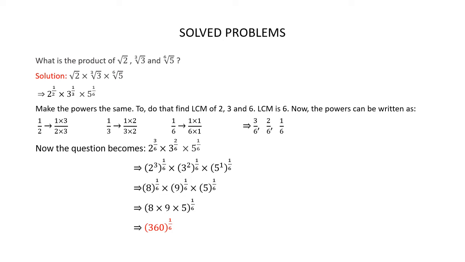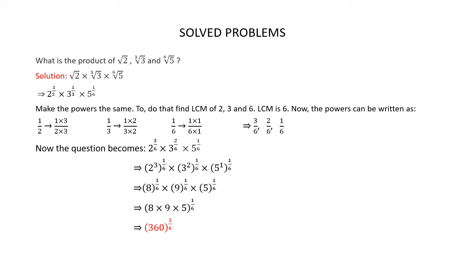Now the powers are the same. It is 1 by 6 for all the three numbers. So you can take out the common power. Then you can write this expression as 8 multiplied by 9 multiplied by 5 the whole raised to the power of 1 by 6, since 1 by 6 is the common power.